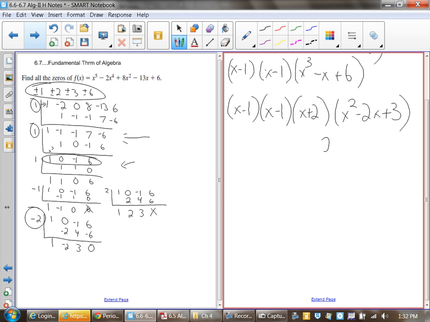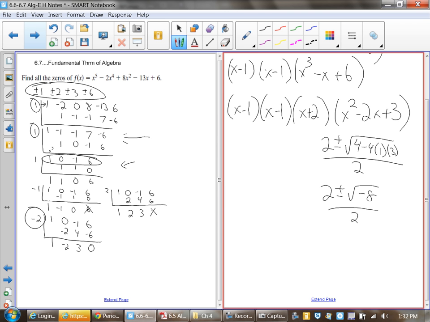Quadratic formula, opposite of b, plus or minus. Just think about that for a minute. What's 4 minus 12? Negative 8.